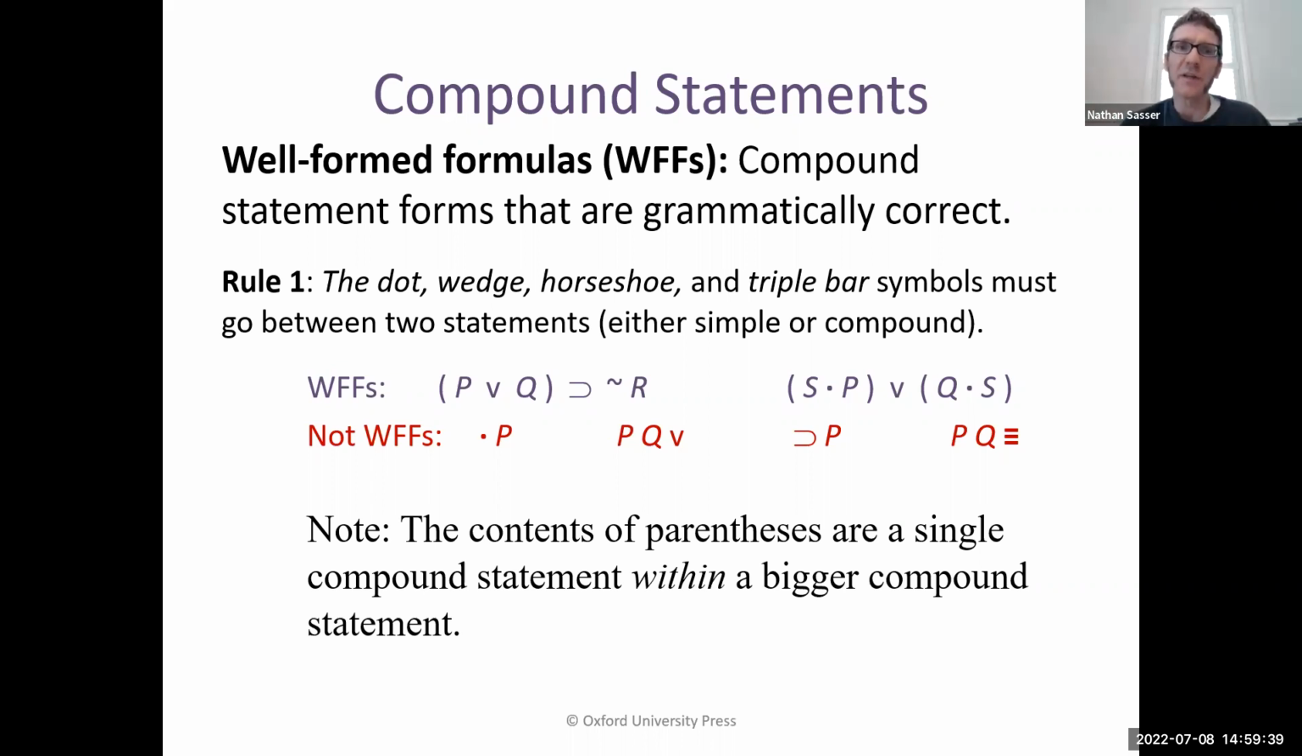So the first rule is that the dot, the wedge, the horseshoe, and the triple bar symbols must go between 2 statements. And the statements that they go between can either be simple statements represented by a single capital letter, or other compound statements, which are contained within parentheses.